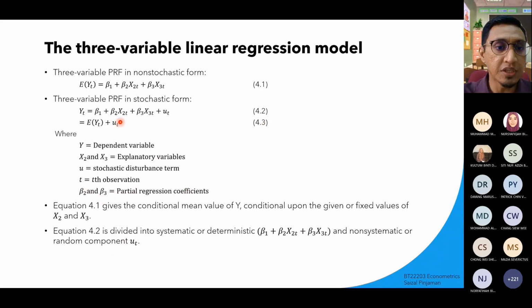Of course, the T here refers to the number of observations. As we are all aware, the mean value of the dependent variable will be different depending on any given value of the independent variables. So T represents the number of observations for that particular dependent variable, given a value of the independent variable.